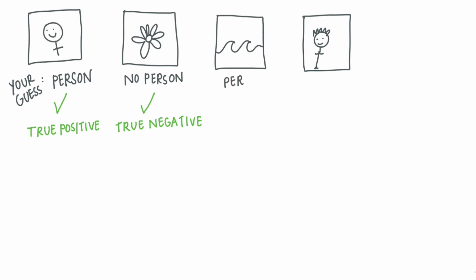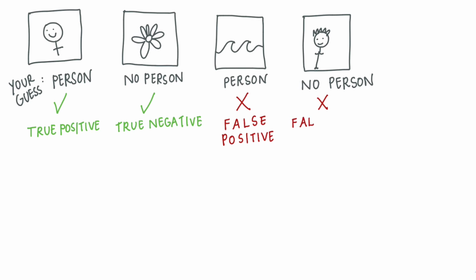Third, you guess that there is a person, but this is incorrect. This is a false positive. Positive because you guessed that there was a person, but false because there wasn't. And finally, you guess no person, which is incorrect. This is a false negative. Negative because you guessed that there wasn't a person, but false because there actually was.